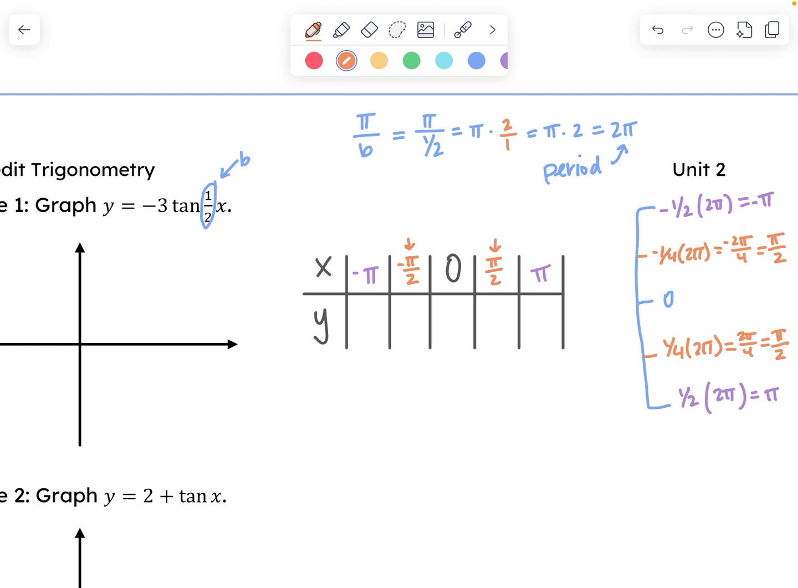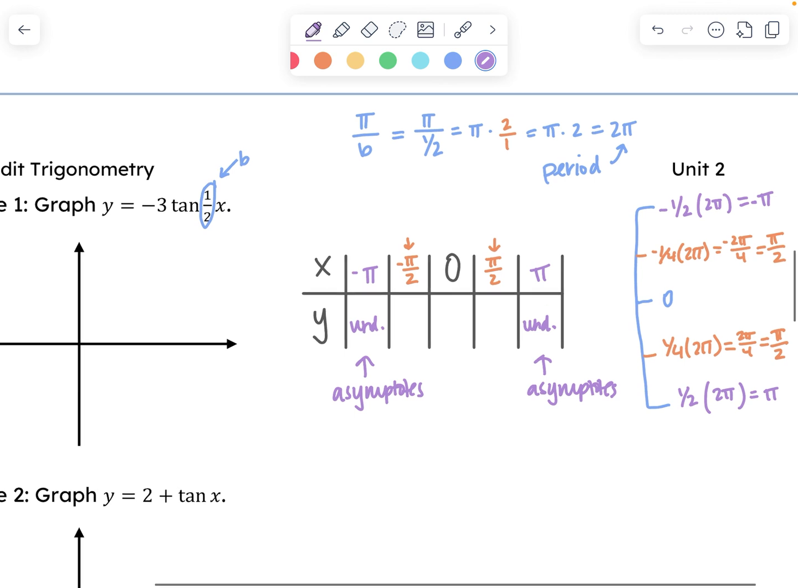Now, what we do know here is those two far ends are asymptotes. Both here and here are asymptotes. That means that these are going to be undefined. And then in the middle is where I've got to figure out what my values are.